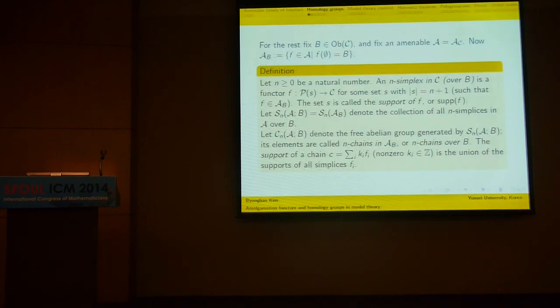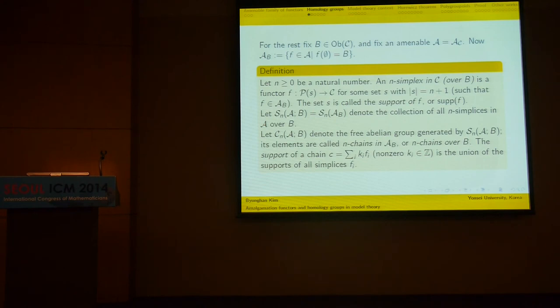Okay, now I'm going to define a homology group within this context. For the rest, I fix some object, and A sub B is the collection of all the functors. And then I fix some amenable collection inside this collection of functors such that the empty set is precisely the image in B. Then I'm going to talk about n-simplices in B. An n-simplex is a functor such that the domain is the full power set of S, and the size of S is n plus 1. And then S is called the support of the simplex.